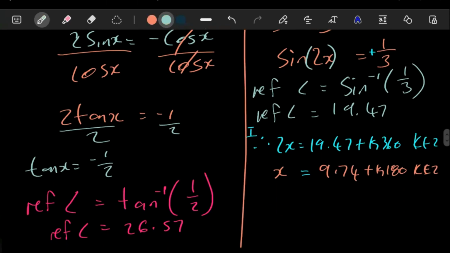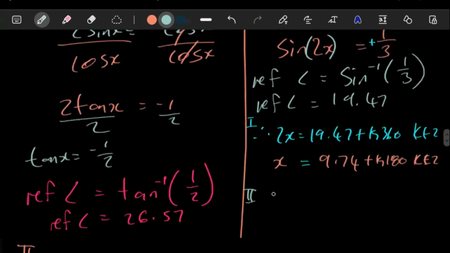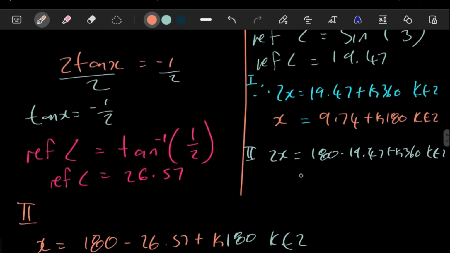That's quadrant number 1. The second quadrant, you have to say 180 minus your reference angle, and then plus k360, k is an element of integers. Now, obviously, here you have to divide by 2 everywhere after you do this calculation. So this calculation over here is going to give us 160.53 plus k360, k is an element of integers. This is still 2x.